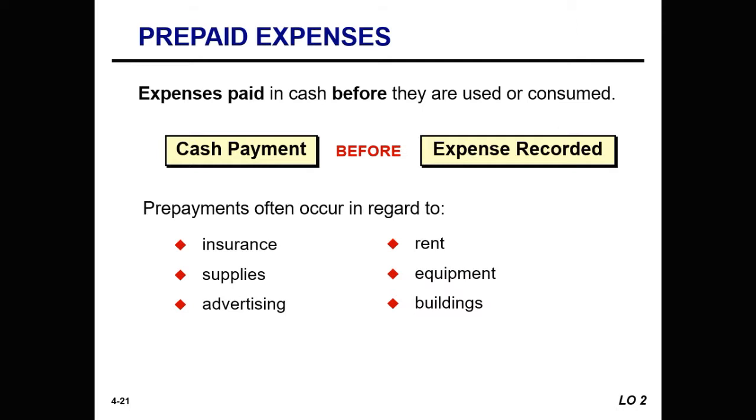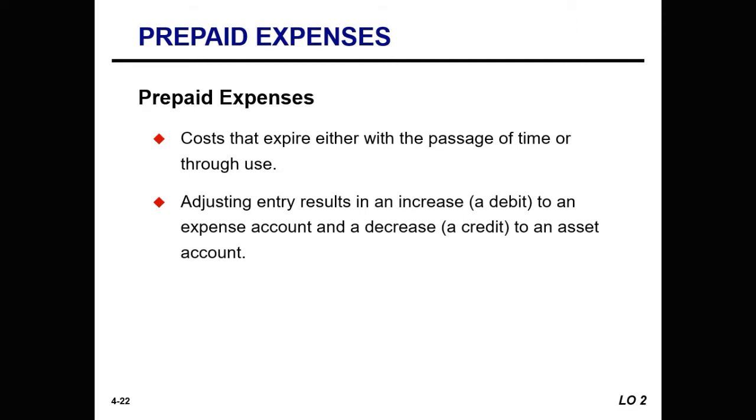As you can see with some of these different prepayments, such as rent, the purchase of equipment, the purchase of buildings, advertising, supplies, insurance, it is quite often that we pay for something before we are going to receive the benefit for it. These costs will expire through either the passage of time or through use. We engage in adjusting entries for these types of costs, and they result in an increase, a debit to an expense account, and a decrease, or a credit, to the asset account.